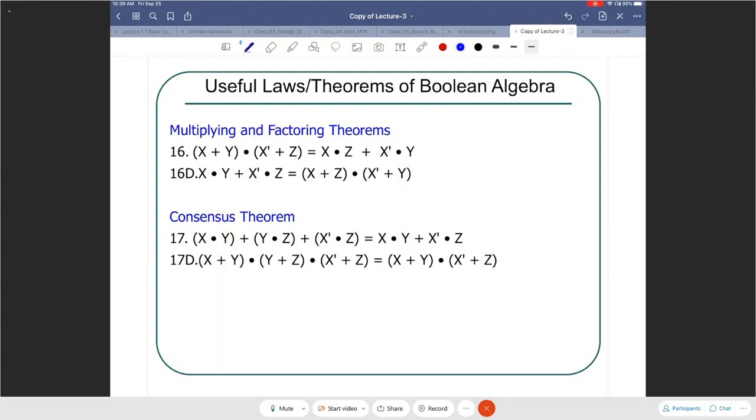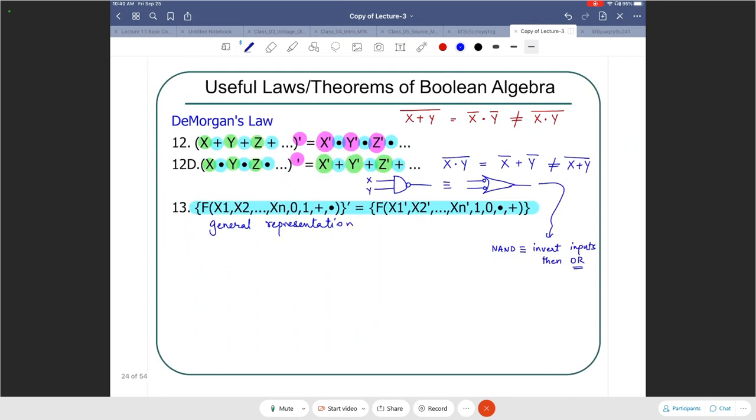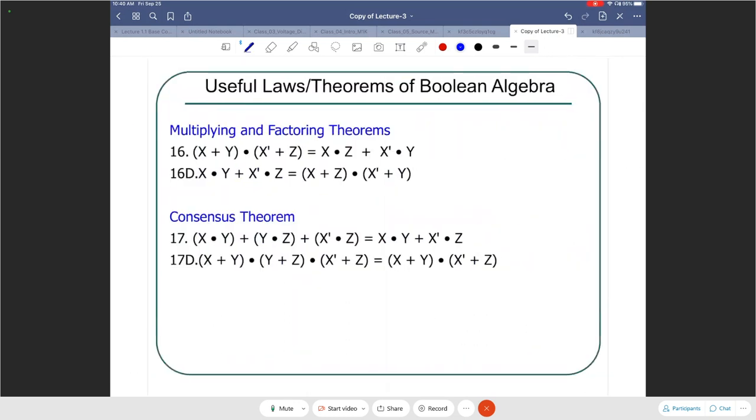So f means function, yes. So f is a logic function that is dependent on x1, x2, has zeros, has ones, and so on. Yeah, there is a typo in the list. There is no 14 and 15. It just jumps to 16 and 17. So ignore that, please.